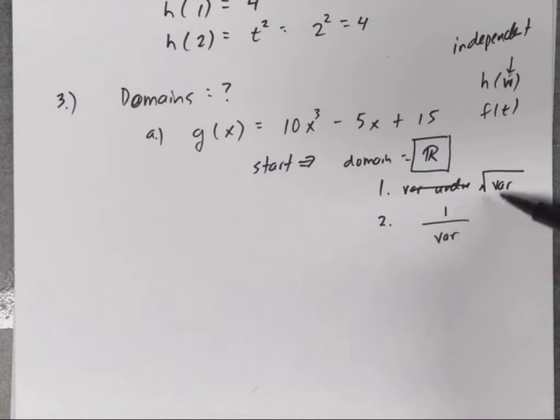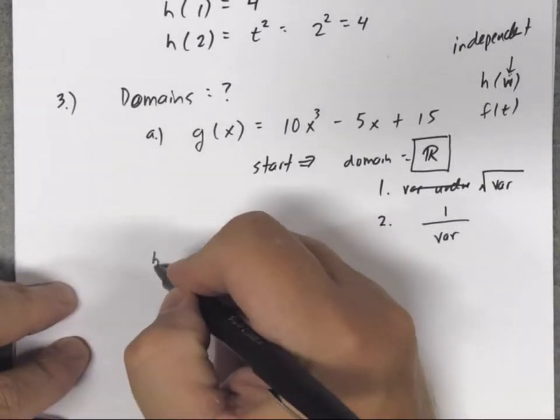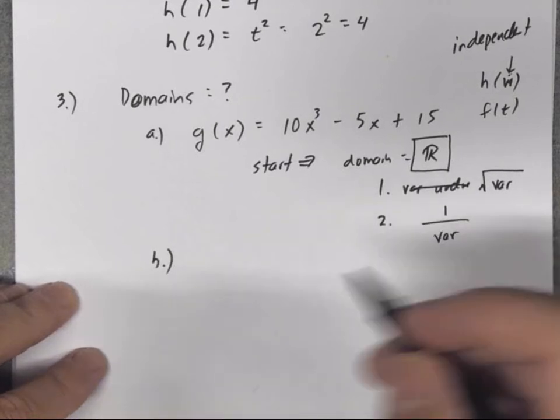The reason why these are a concern, because when you have these kinds of situations, there are certain numbers that are not allowed. And we'll see some examples of that in a minute. So that was pretty simple. Let's go to B.